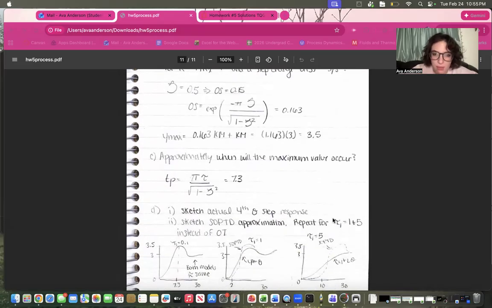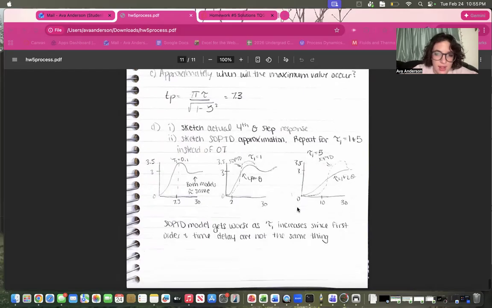Now we're trying to figure out where the maximum value occurs. Plug all those variables into this equation using 7.3. And now we're looking at these graphs. We have for tau 1 equals 0.1, you have faster poles. The system behaves more like a clean second order system, and the SOPDT approximation works a lot better. Both models are approximately the same.